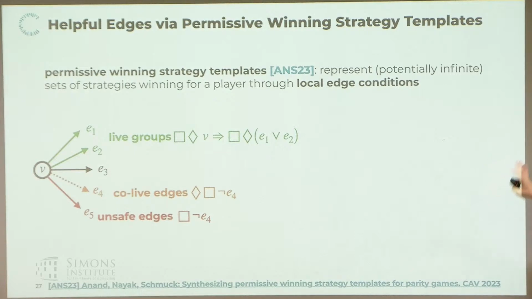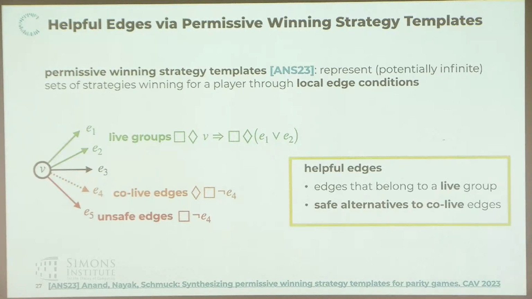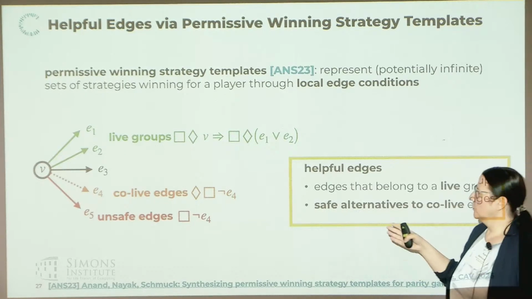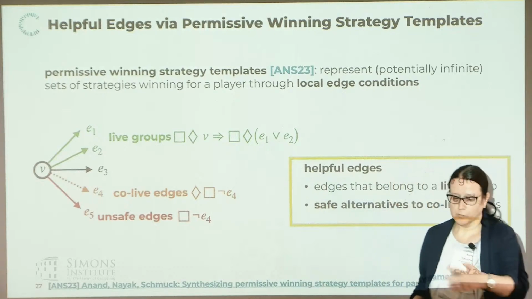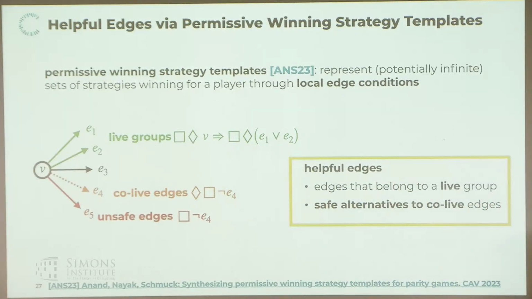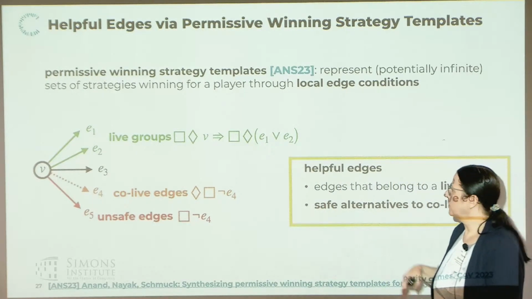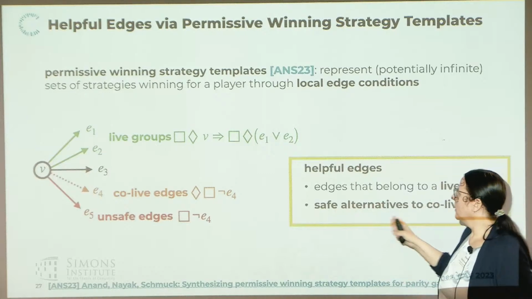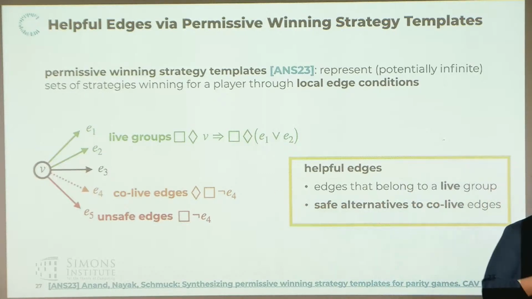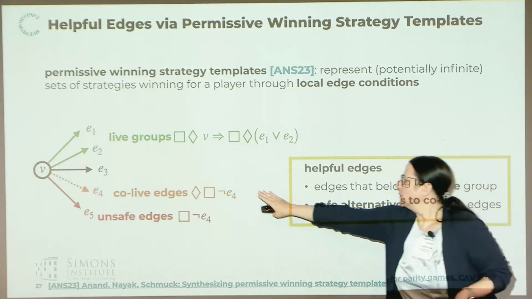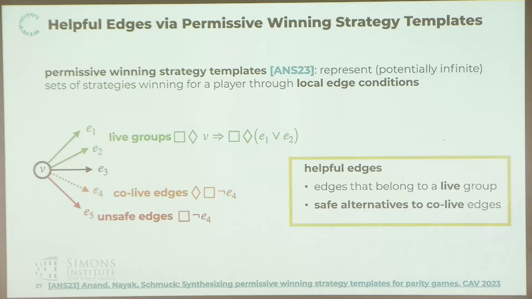So we use these local conditions for the templates computed in the finite abstraction in order to find our helpful edges. And for the helpful edges, we take the edges that belong to a live group or are safe alternatives to co-live edges. So those are good candidates because those are edges that would make progress towards, say, visiting a Büchi state, or those are the alternatives that have to be taken once we stop taking these edges.